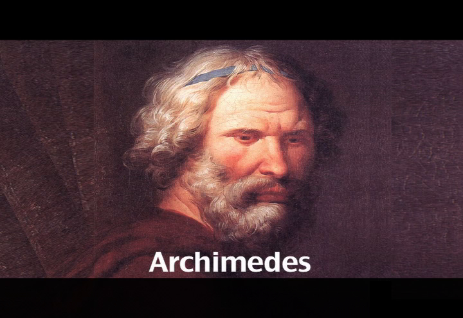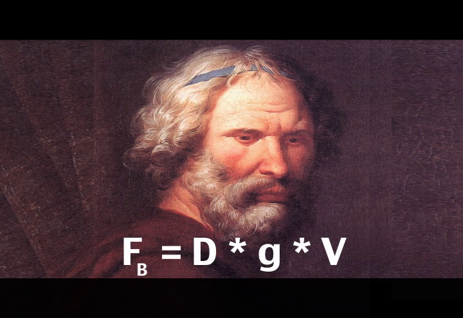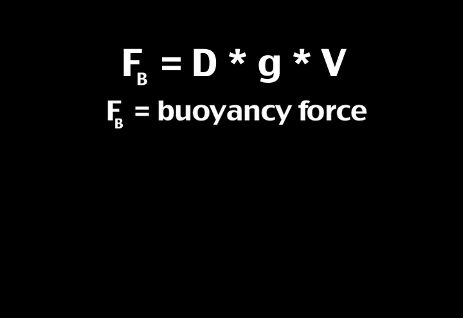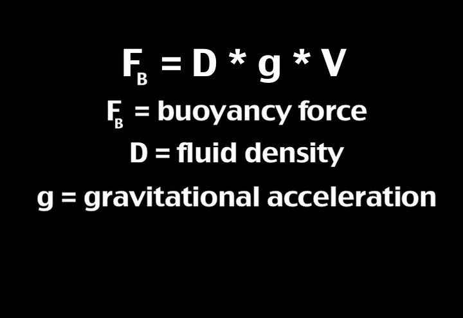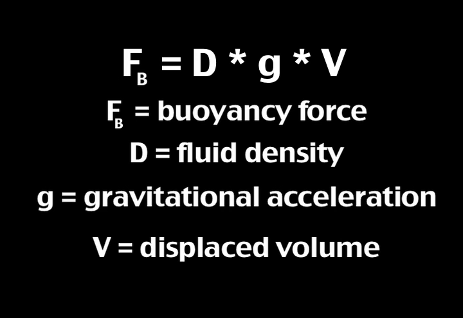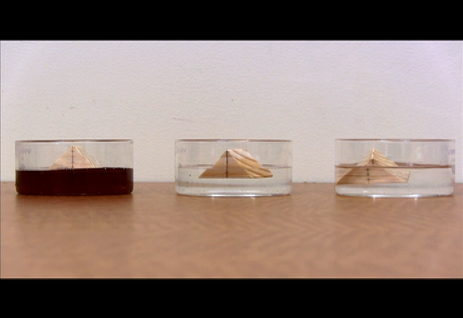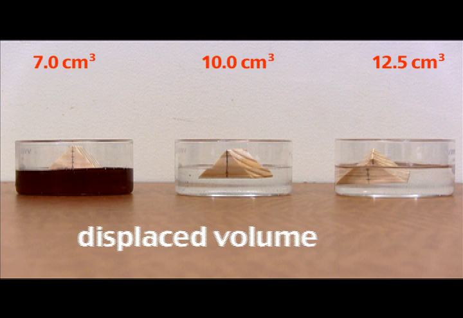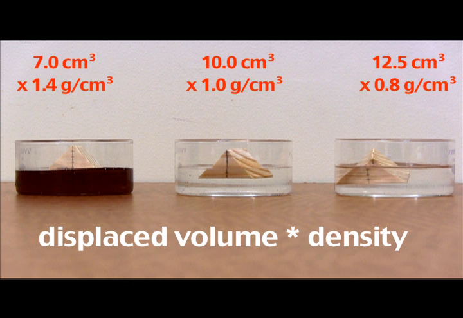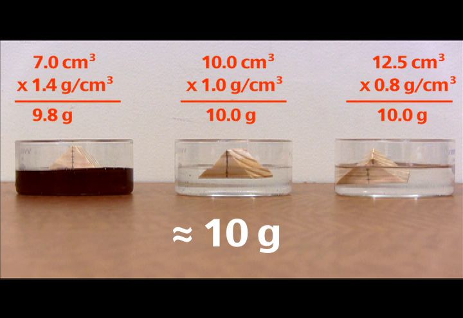Archimedes, an ancient Greek scientist, found the following formula for buoyancy, which relates to the properties we just mentioned. Fb equals d times g times v, where Fb is the buoyancy force, d is fluid density, g is gravitational acceleration, and v is displaced volume. Let's apply the equation to our experiment. For each fluid, if we calculate the displaced volume and multiply it by the liquid's density, we get the same value. Since the weight of each block is the same, the weight of the displaced fluid is the same in each case. This matches Archimedes' equation.